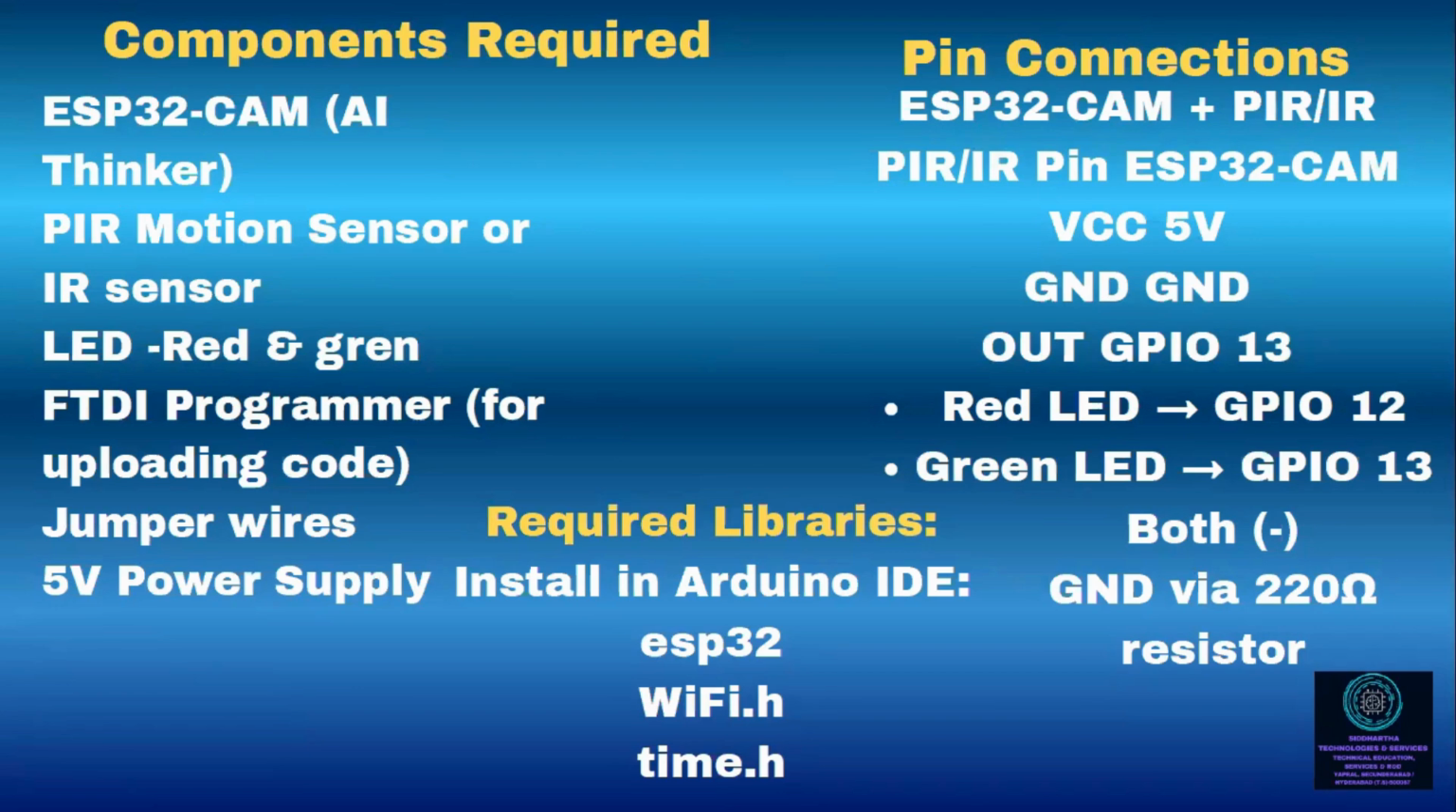Then the pin connections: GPIO 13 is connected to the PIR or IR sensor. The red LED is connected to GPIO 12, the green LED is connected to GPIO 13, through a resistor, to ground. You can connect through minus or plus. It is a 220 ohm resistor, because whenever you connect an LED, please remember you should connect the resistors also. The required libraries are the ESP32 WiFi.h library and the time.h library. These are the two libraries we should all have.